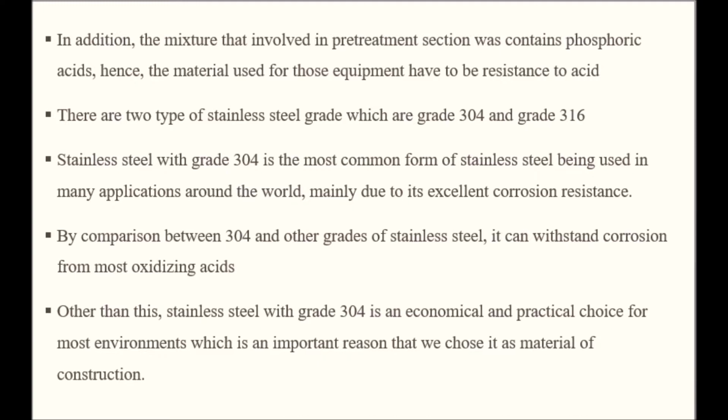There are two types of stainless steel grade, which are grade 304 and grade 316. Stainless steel grade 304 is the most common form of stainless steel used in many applications around the world, mainly due to its excellent corrosion resistance. In comparison with other grades of stainless steel, it can withstand corrosion from most oxidizing acids. Other than this, grade 304 is an economical and practical choice for most environments, which is an important reason that we choose it as the material of construction.